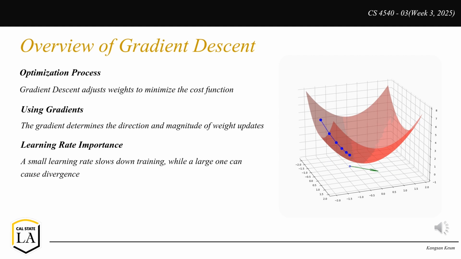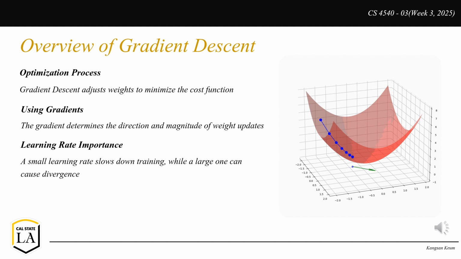The size of this adjustment is controlled by a parameter called the learning rate. Choosing the right learning rate is critical because if the learning rate is too high, the model might oscillate around the optimal solution without ever converging. Otherwise, if it's too low, training will take an extremely long time.